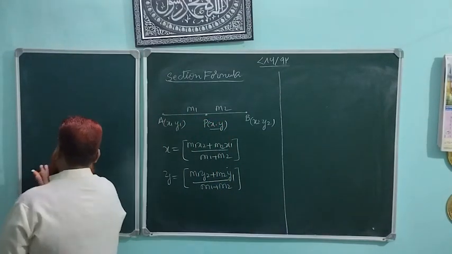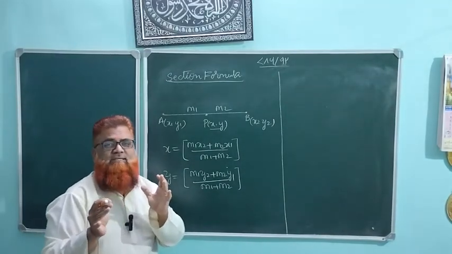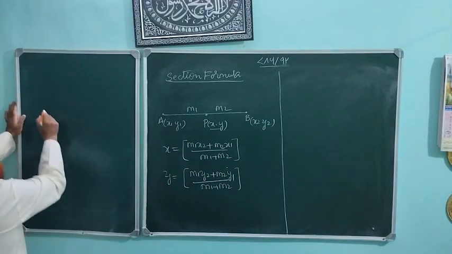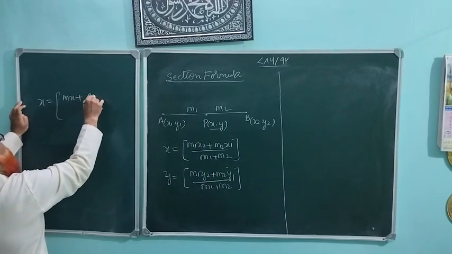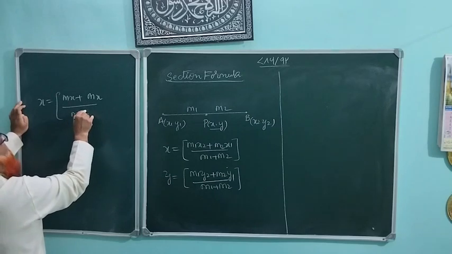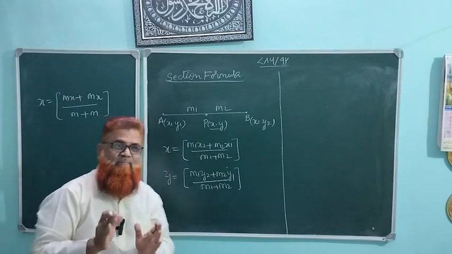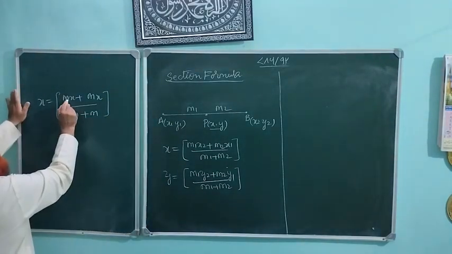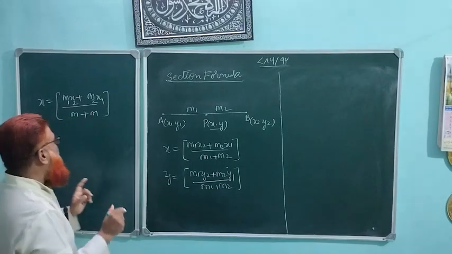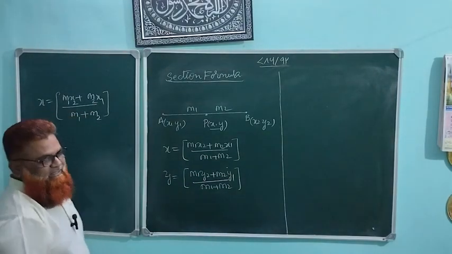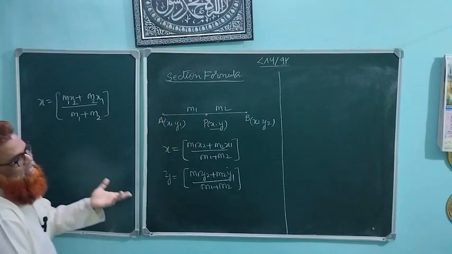Once again, for your knowledge, I am going to show you that. See what you have to write. How should you remember to write the section formula? It's very easy. Listen here. x is equal to, I told you, write mx plus mx by m plus m. For x, you only need to remember mx plus mx by m plus m. Only you have to write 1, 2, 2, 1 in the upper part, and again in the lower part, the denominator, 1, 2. That is the same formula: m1 x2 plus m2 x1 by m1 plus m2.